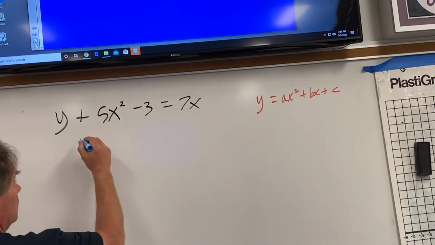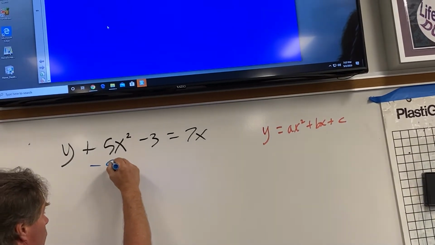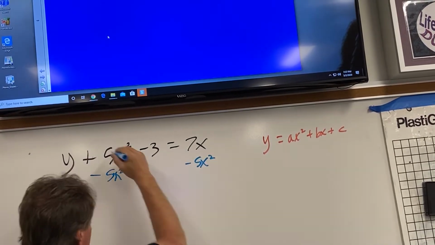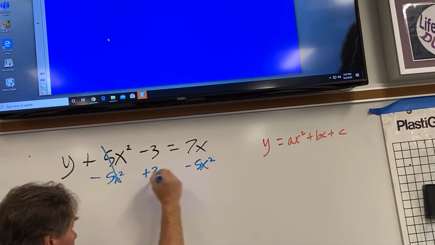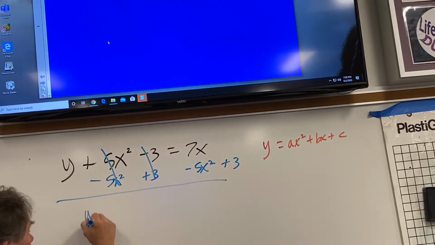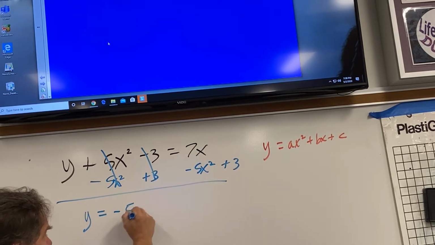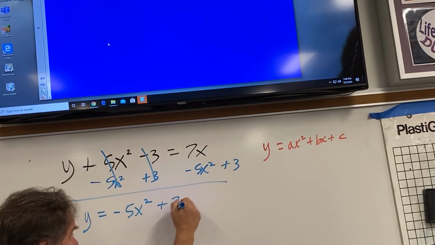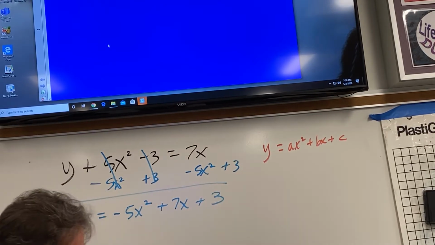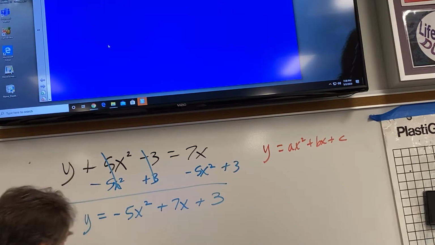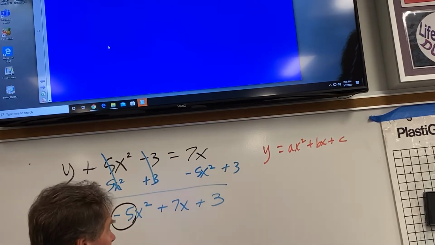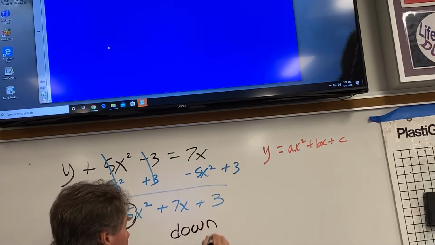So here's what we're going to do. We already have y over here and it's positive, so we're going to leave it like it is. And we're going to subtract 5x squared to cancel that. We're going to add 3, cancel that, and it becomes y equals negative 5x squared plus 7x plus 3. Now it is in that form. Now we can look at what's in front of the squared term, which is negative 5, and say that's a negative number, so this parabola opens down.